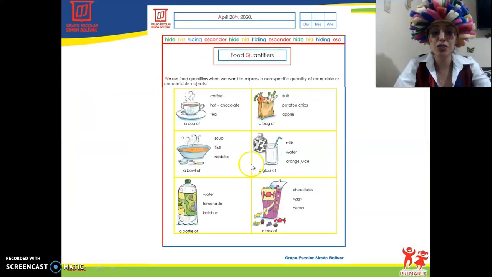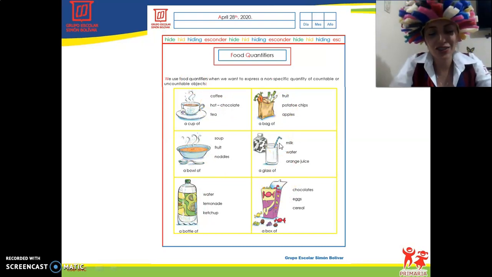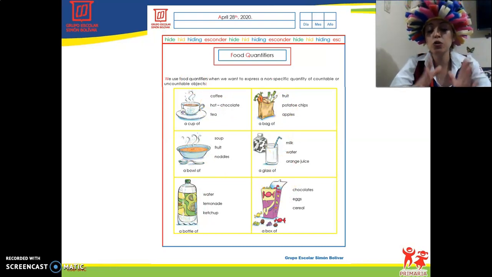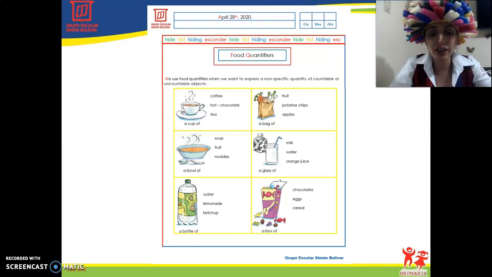So this is how you had to write it down in your notebook, okay? You had to write April 28, 2020. Hide, hid, hiding, esconder, which is the verb, the handwriting. The title, food quantifiers, okay? Explanation, and here you're gonna do it just like that, okay, guys? I know you're doing such a great job. Just remember to use a ruler, color neatly, write neatly, just like you do at school. I need you to do that at home, okay, babies?